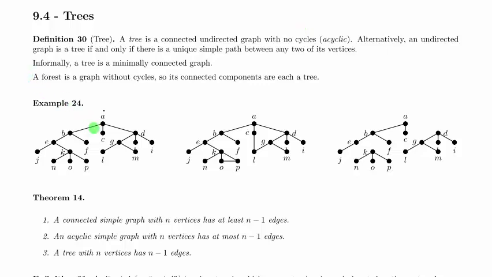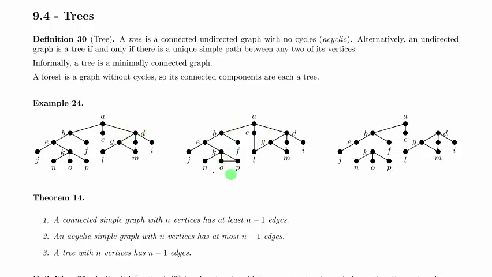Looking at this example, the leftmost graph is a tree. I can get from A to B to F, for instance. There's a unique path going there. If I want to travel between B and L, I can go from B to A to D to G to L. That's the only way of doing that.